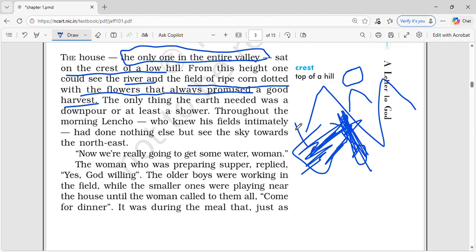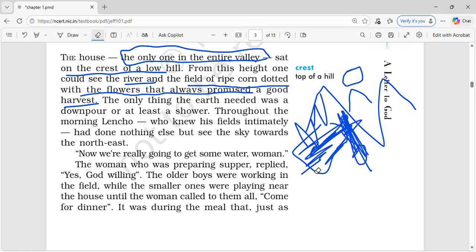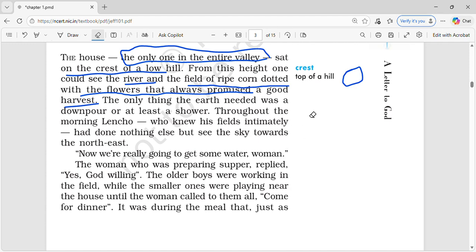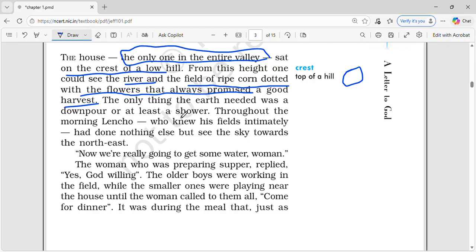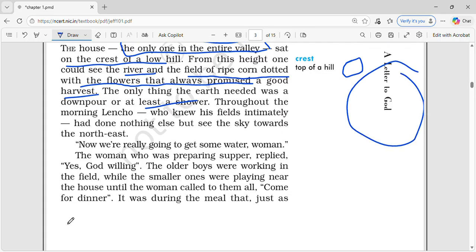and then there would also be flowers which always had a good harvest. The only thing the earth needed was a downpour, a shower of water, मतलब needed a water का shower, मतलब rain चाहिए था. Throughout the morning, Lencho, he knew his fields intimately, had done nothing else but see the sky towards the northeast. तो उसने सिर्फ नॉर्थ ईस्ट की तरफ स्काई देखा था, because he wanted to see whether it will rain or not.